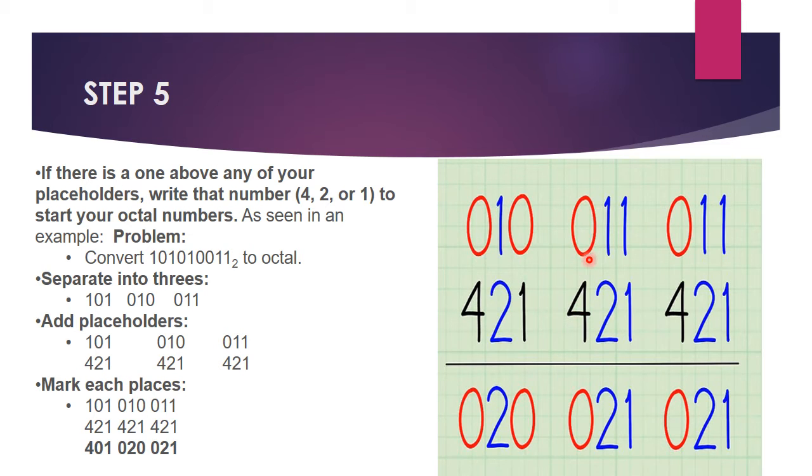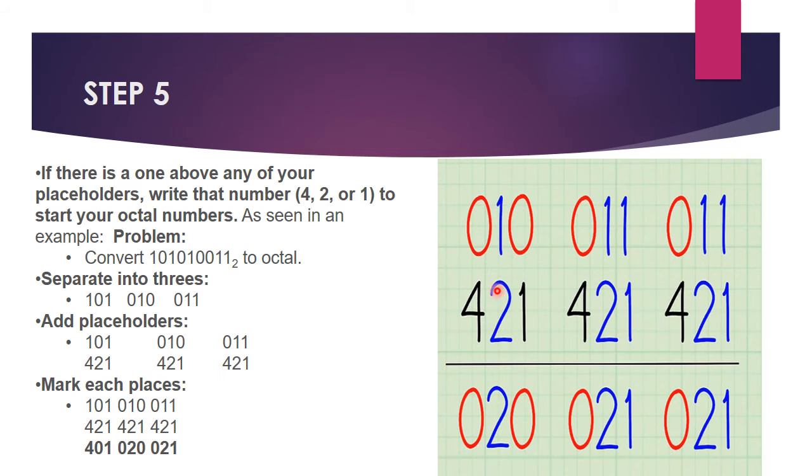Above this 4 also it's 0, so write 0. Wherever it is 0, above this 1 it is 0, so write 0. And above this 4 also it's 0, so write 0 over here. And wherever there is 1, just write the digit, whatever it is. If it is 4, you will write 4. If it is 2, you will write 2.